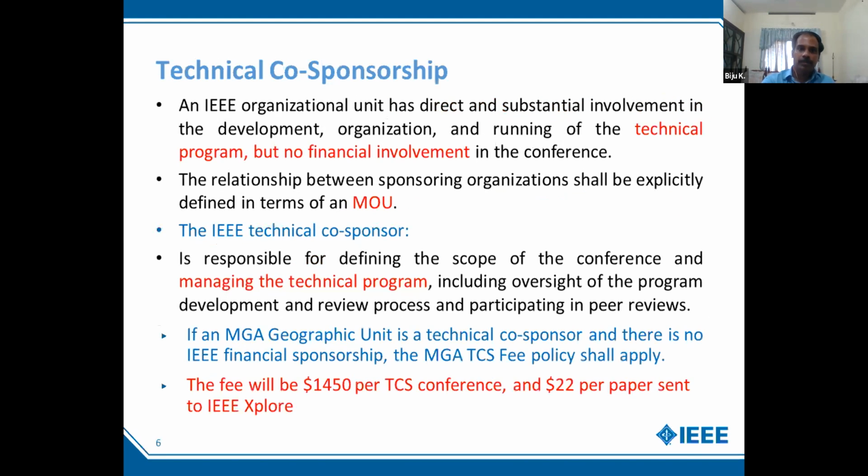Coming to the technical co-sponsorship, an IEEE organizational unit has direct and substantial involvement in the development, organization, and running of the technical program, but there is no financial involvement in the conference. So the technical co-sponsors only have responsibility for the technical side of the conference, and the financial part will be taken care of by other entities. Again, all the technical co-sponsors have to execute an MOU stating different conditions regarding the conference. The IEEE technical co-sponsor is responsible for defining the scope of the conference and managing the technical program, including oversight of the program development and review process, and participating in the peer review process. So in technical co-sponsorship, the major role of the technical co-sponsor entities is to develop a quality technical program.